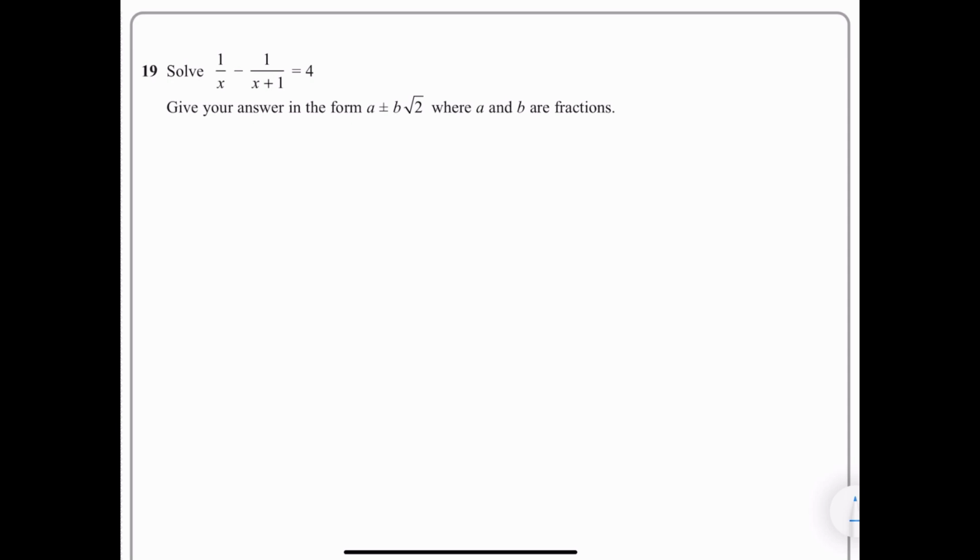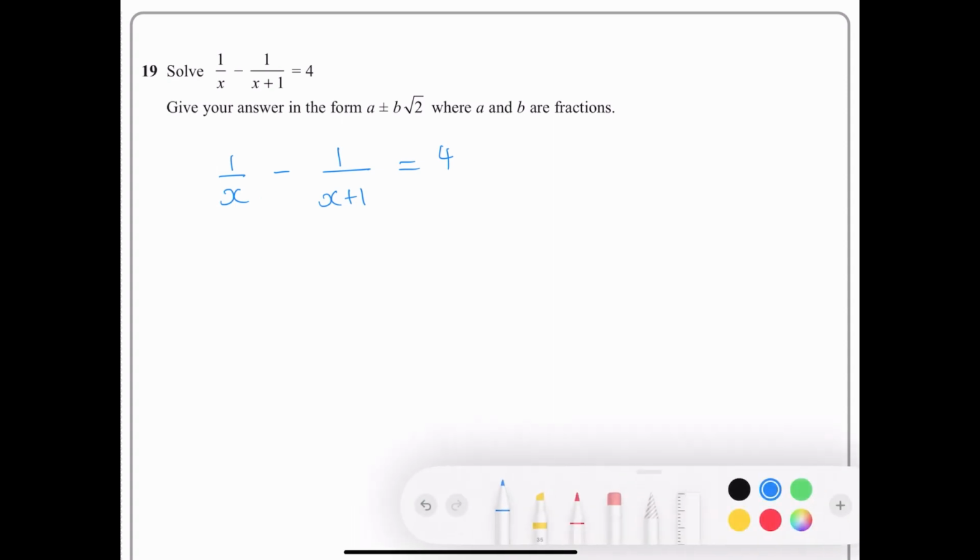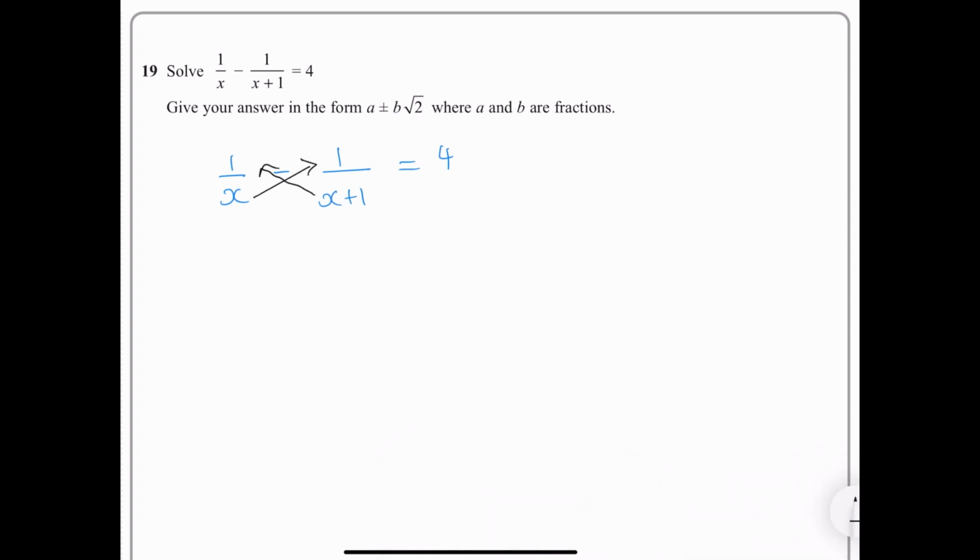Okay, so now question 19 is algebraic fractions. Let's go through this. Got different denominators. So what I'm going to do is cross multiply essentially, so everything ends up with the same denominator. So let's see what we get with that then.